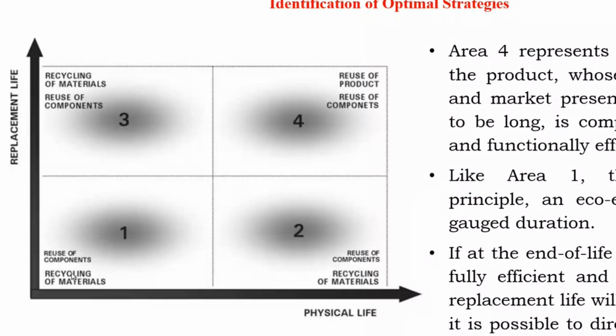So if you have noticed what is written here, reuse of component, and here it is saying reuse of component. Another thing is recycling of material, but here it is saying reuse of product. Instead of saying recycling of material, it is saying reuse of product. Meaning you continue using it, or maybe someone else is using it, but it is being reused. So this is the optimum strategy here, either this fourth one or this first one. But if the design is such that it is falling in category 2 or category 3, then it is not a good design at all.